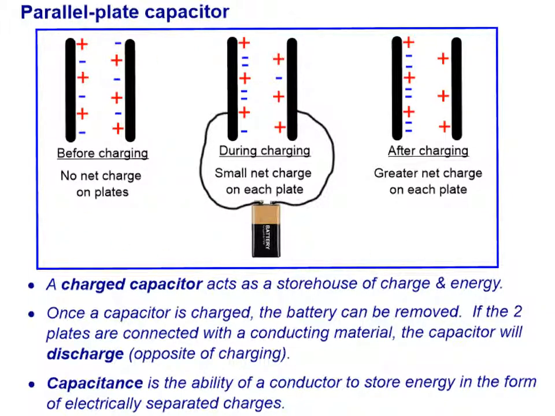And here's an example of what happens with a parallel plate capacitor. We have two plates, and before a parallel plate capacitor is charged, this is what it would look like. There is no net charge on the plates. When we hook this capacitor up to a circuit and complete that circuit, we have this happening during charging. There's a small net charge on each of these plates. This one has net negative and this one net positive. After charging, we see there is a greater net charge on each plate. And here, that charge is stored and can be used later for a specific purpose.